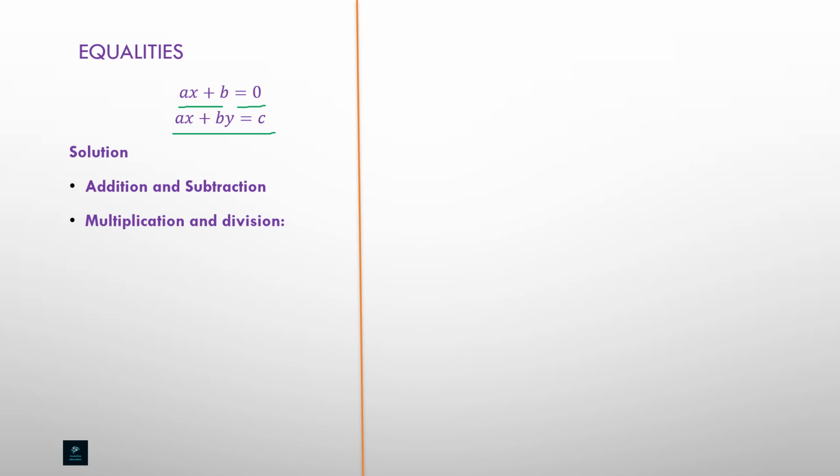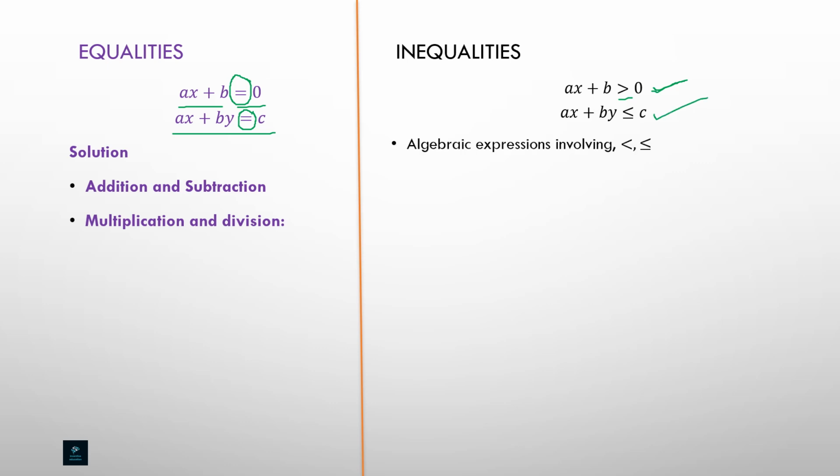Now instead of relating these expressions with an equal sign, we use signs other than equal. That is, it may be greater than, greater than or equal to, less than, or less than or equal to. Such expressions are called inequalities. So this is an example of an inequality in one variable, and this is an example of an inequality in two variables. By definition, inequalities are algebraic expressions involving less than, less than or equal to, greater than, and greater than or equal to signs.